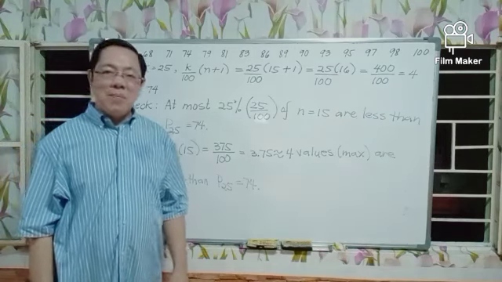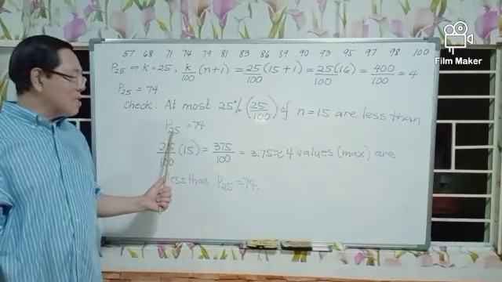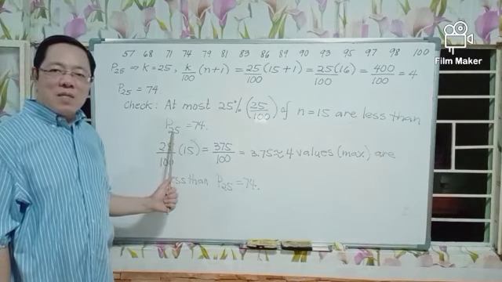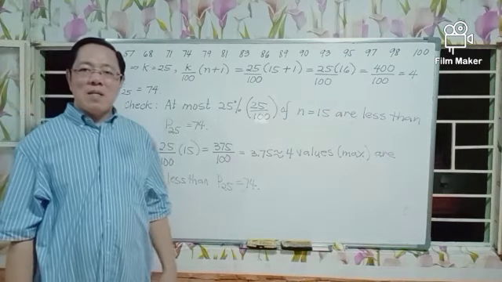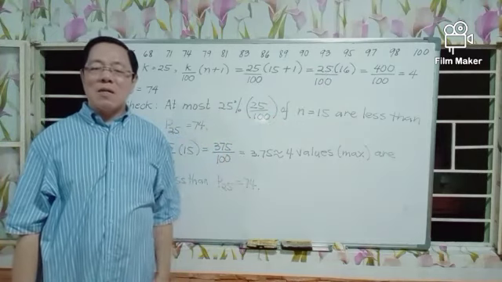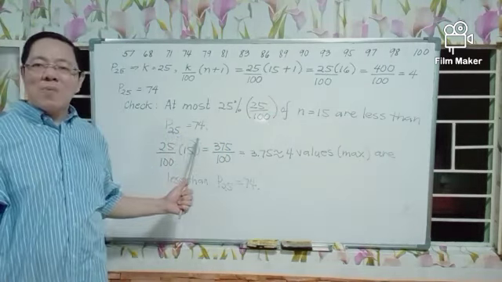And if at most 25% of the values are less than 74, this also means that 75%, that is 100 minus 25, 75% of the values in this given set of data are greater than the 25th percentile of 74.